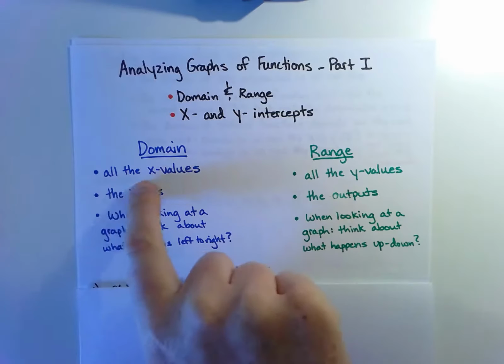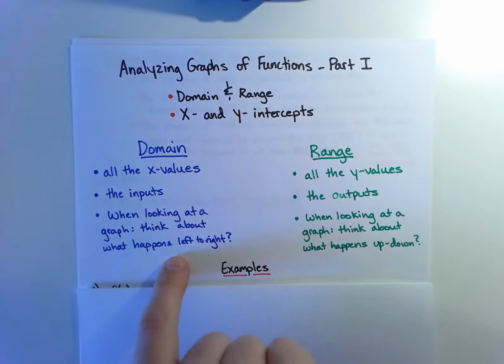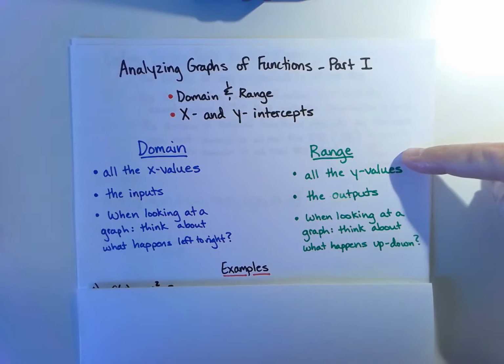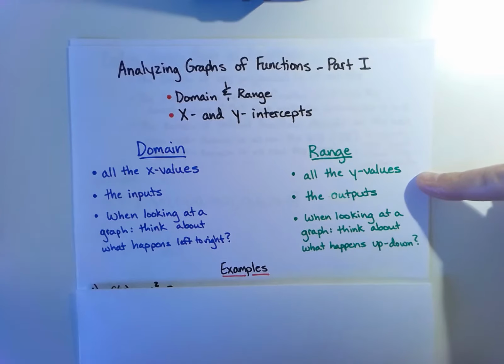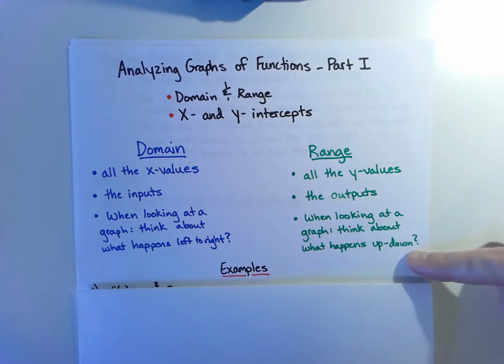Domain are all of our x values. They're called input or inputs. And then when you look at a graph, you want to think of what is that graph doing from the left to the right. The range is the opposite. It is all the y values. We call it the output or output values. And when looking at a graph, we think about what is happening to that graph going from the bottom to the top, or up and down.